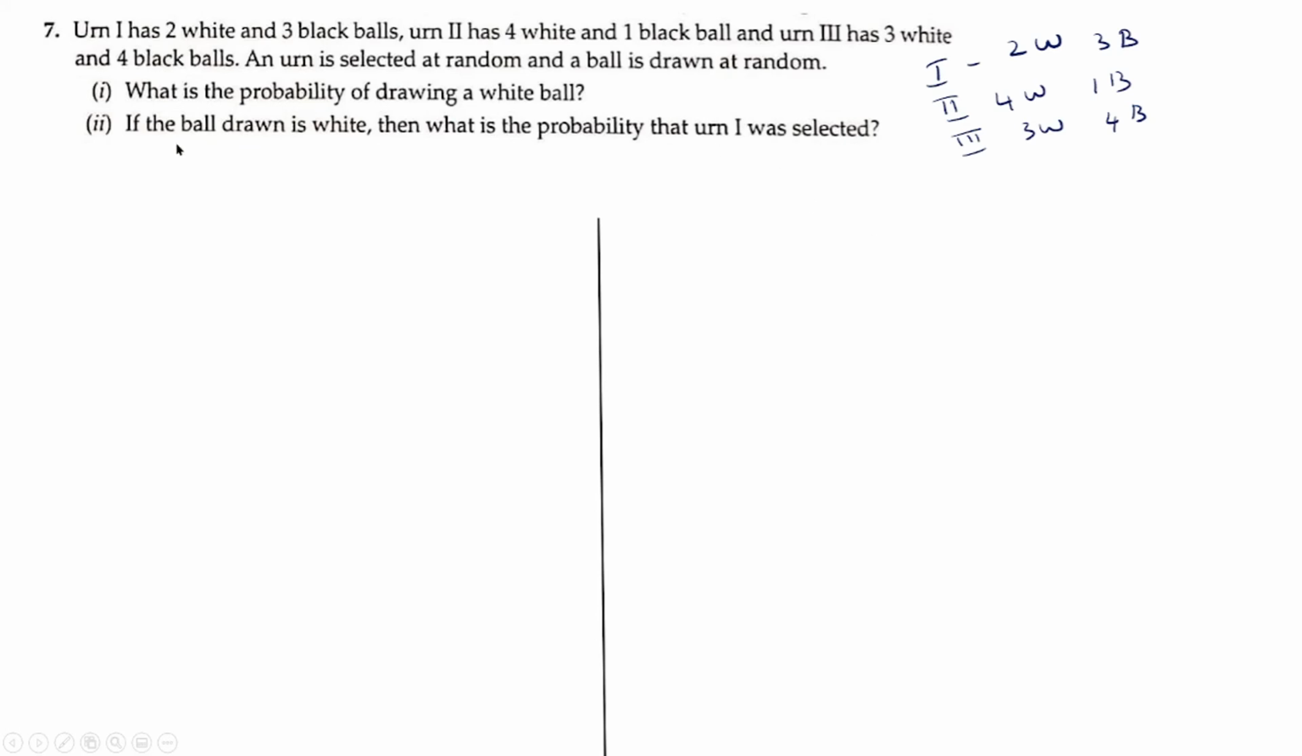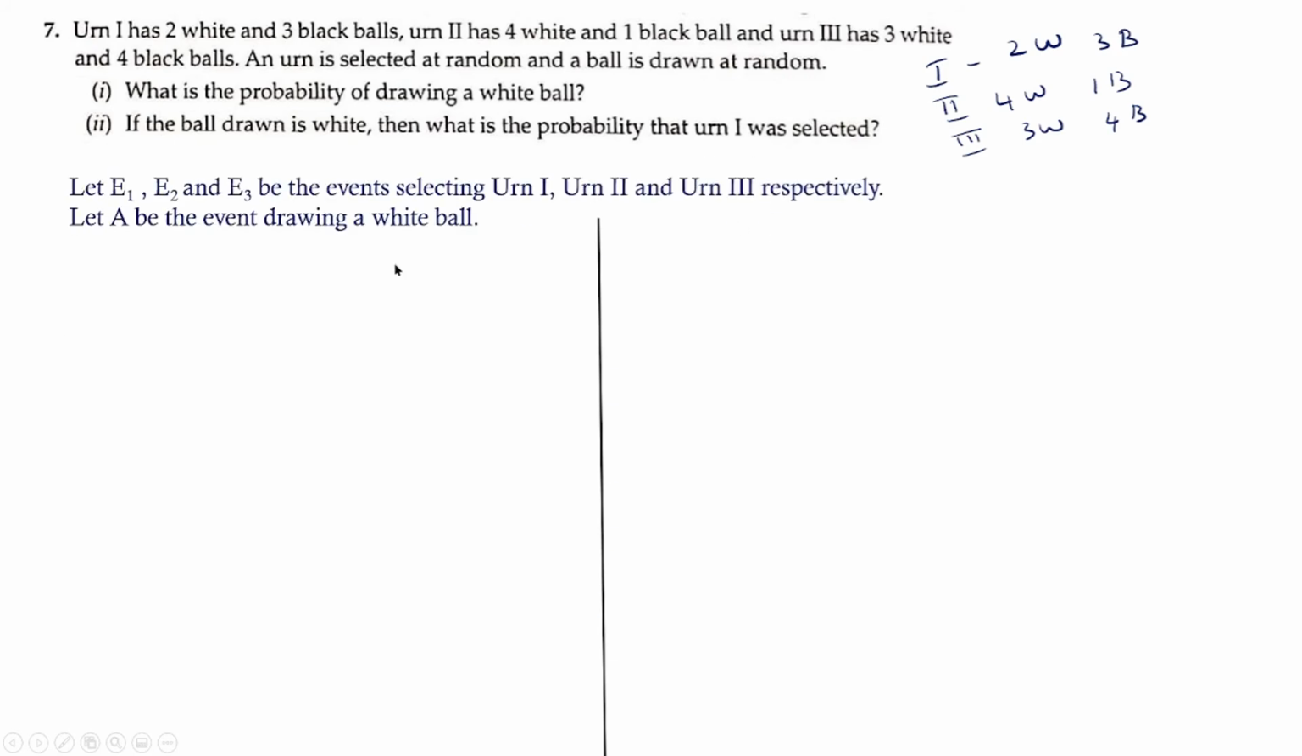So here the outcome is given. We need to go back to check from which urn it was taken. So the second subdivision is using Bayes theorem. So if the ball drawn is white, we need to find the probability that urn 1 was selected. So let us take, let E1, E2 and E3 be the events, selecting urn 1, urn 2 and urn 3 respectively. And let A be the event drawing a white ball.